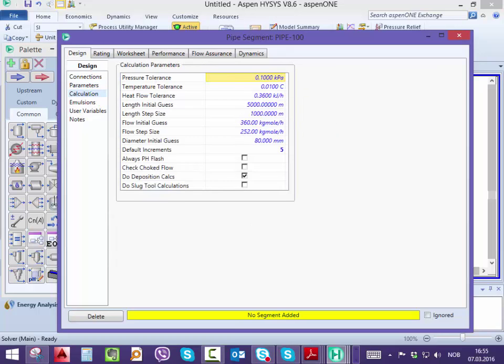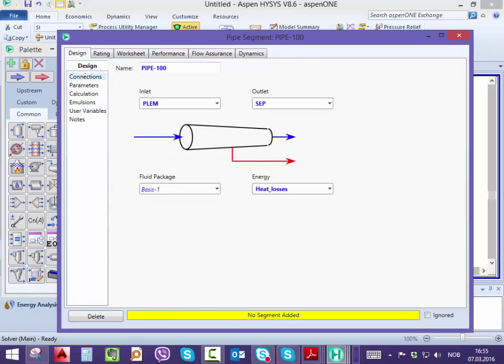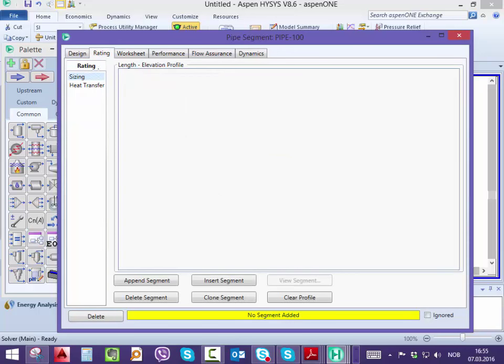Let's see, what else do you have? Calculation, okay. Remember, this is a stepwise calculation in the pipe. It's going to split the pipe in sections, and then it's going to compute in each section pressure and temperature drop, okay. Emulsions, okay. It's using the Hysys method for emulsion, nothing else here, okay. So here there was no information about the pipe. I go to rating, and in rating is where I can put segments or pieces of pipe.